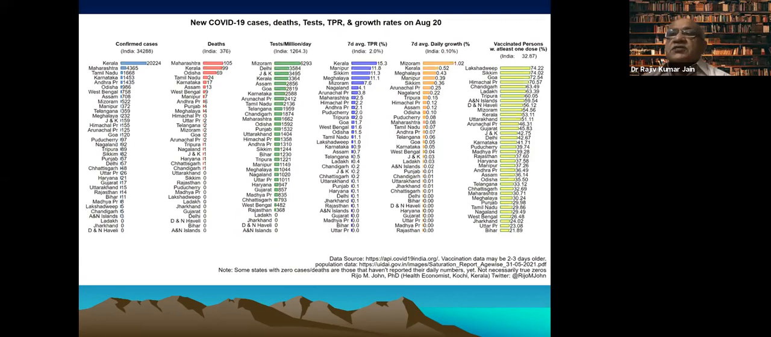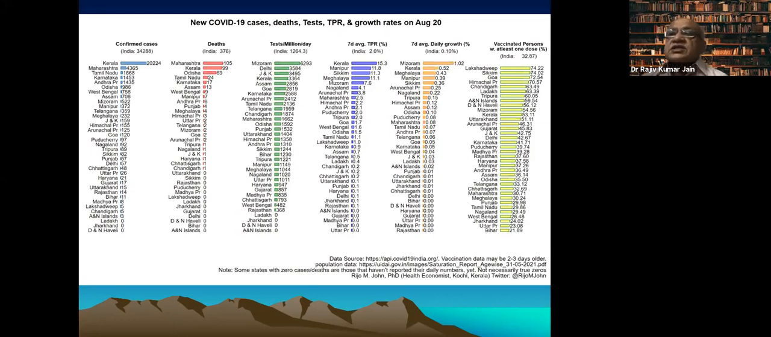If you look at the 7-day average test positivity rate, Indian average is 2.0%, but in Kerala, it is 15.3%. In Manipur, 11.8%, Sikkim, 11.3%, Meghalaya, 11.1%, Mizoram, 7.6%. So these states are still showing very, very high test positivity rate in terms of 7-day average.